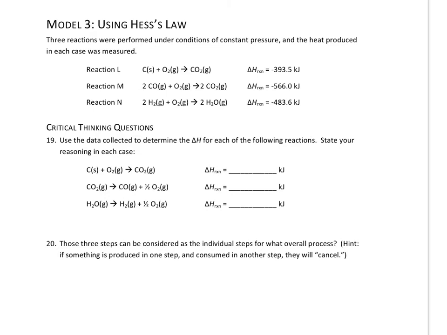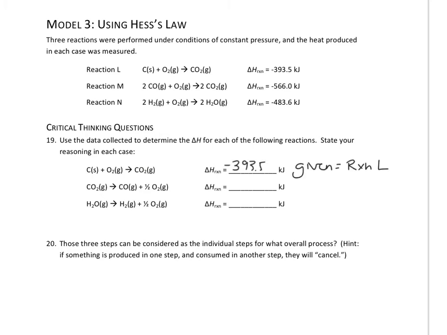Let's now consider three reactions, L, M, and N. We're given the reactions and we're given the enthalpies of reactions, the heat of reaction. We want to use this to determine the enthalpies of reaction for each of these, which are going to be related to the reactions above. So let's take the first one. If we are interested in carbon plus oxygen going to carbon dioxide, well, that's the same as reaction L, so we already know the enthalpy change.